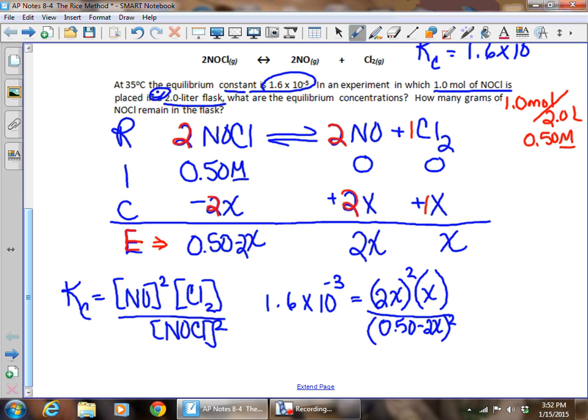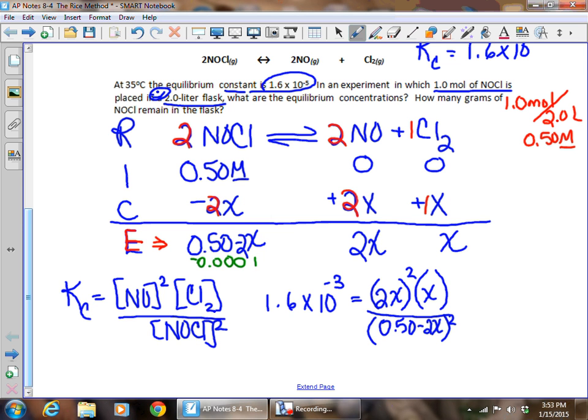Now here's where the neglect x part comes in. When we've got a quite small equilibrium constant, we end up with an x value that is very small. Let's say our x value ends up being 0.0001. If you subtract 0.0001 from 0.5, or even 0.0002 from 0.5 to 2 sig figs, is that going to make any difference to the value? And the answer is no, it will not.